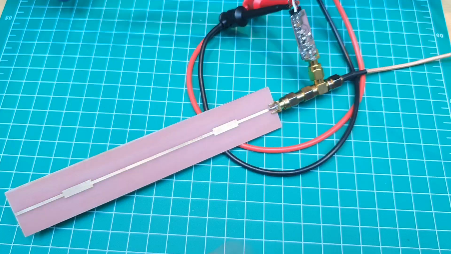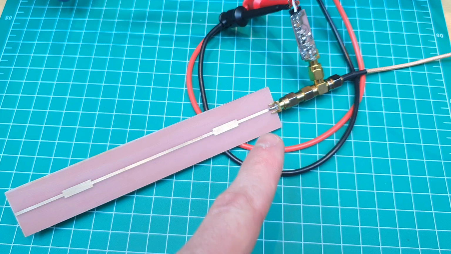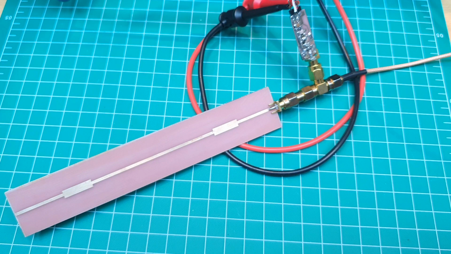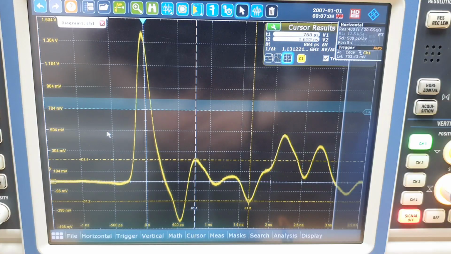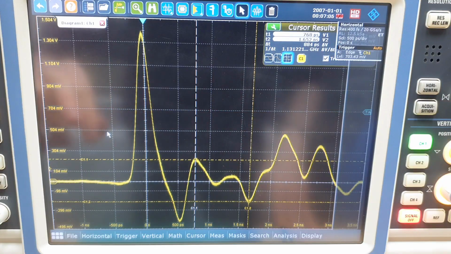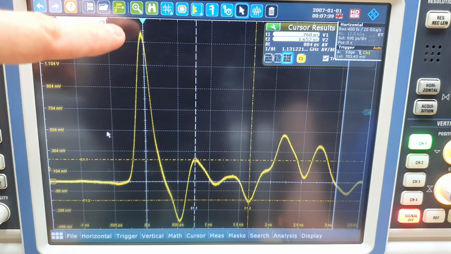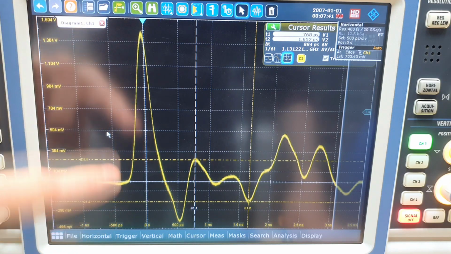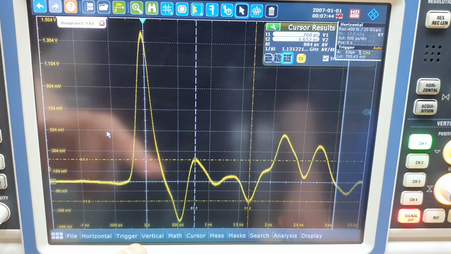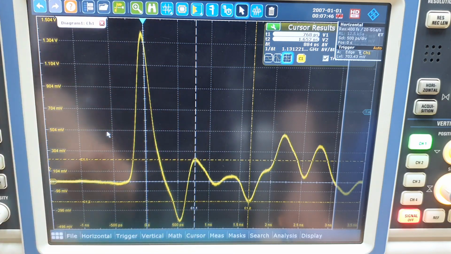Very fascinating. The pulse generator connected to the microstrip test board and with the oscilloscope monitoring the voltage in this port, we will be able to see the reflections happening and time the difference between them. Let's take a look. Look at this, guys, this is so nice. The biggest peak here is the pulse generated by the pulse generator itself. And after that, we see all the reflections happening.